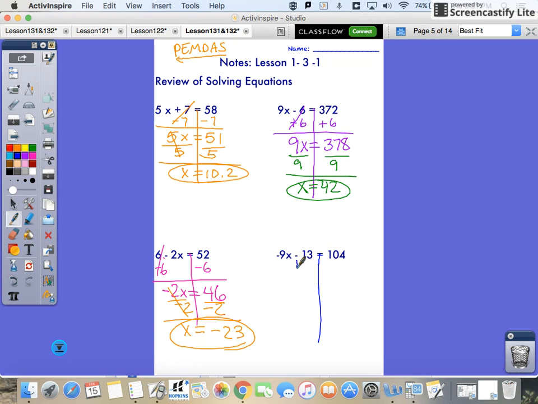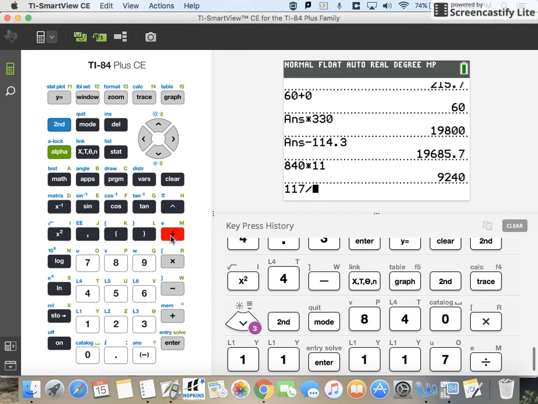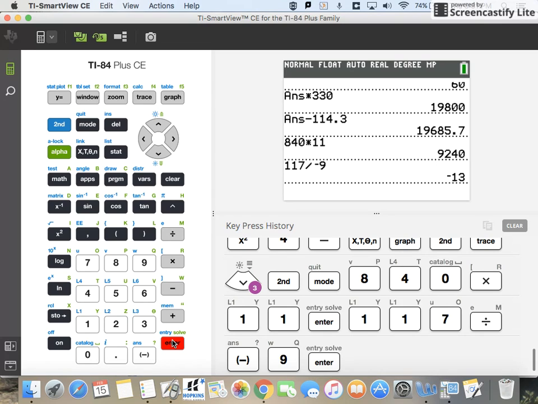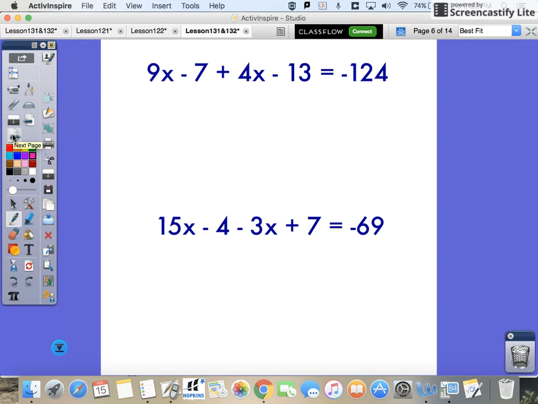Then here, drop the line, add 13 because 13 is the constant. Negative 9x equals 117. Divide by negative 9. Divide by negative 9. x equals negative 13. Okay, so hopefully you guys are familiar with this at least a little bit, but that's what you need to do is SADMEP.